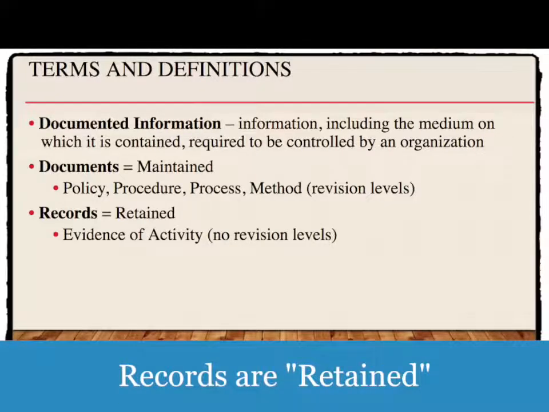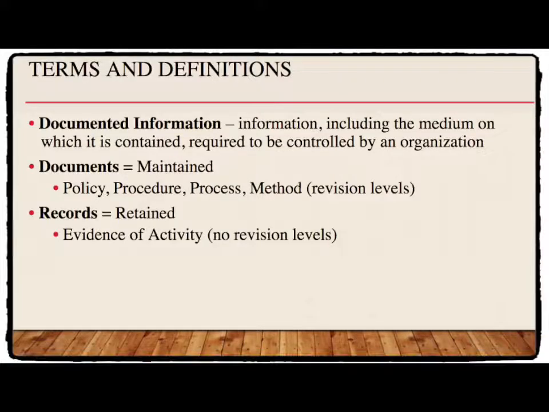Records are identified when the standard refers to documented information being retained. Records are evidence of activities. Usually, records are not under revision control. Documented information that is maintained is referred to as documents. Documented information that is retained refers to records in the new ISO standard.